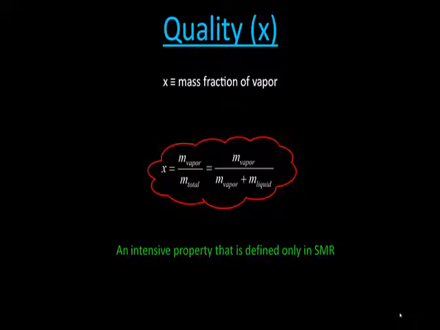Quality is an intensive property, but it is only defined in the saturated mixture region. Obviously it can't exist outside the mixture region, because outside the mixture region we don't have a fraction of vapor. You either have 100% vapor, it's all vapor, or you have no vapor and it's all liquid, so there's no fraction. So it's only possible inside the saturated mixture region.